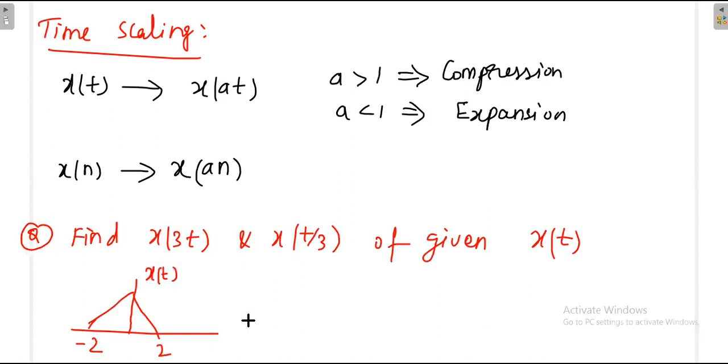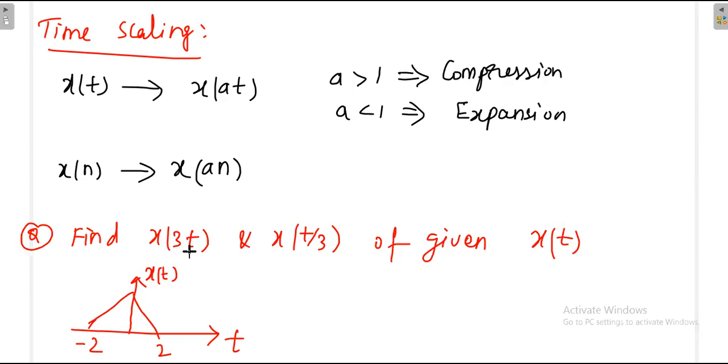This is t. Now I have to find first x of 3t. Here a is greater than 1, and for the other, 1 by 3 is there, so a is less than 1. So that means this diagram will give you the compression, and this function will give you the expansion. Now we'll see one by one.